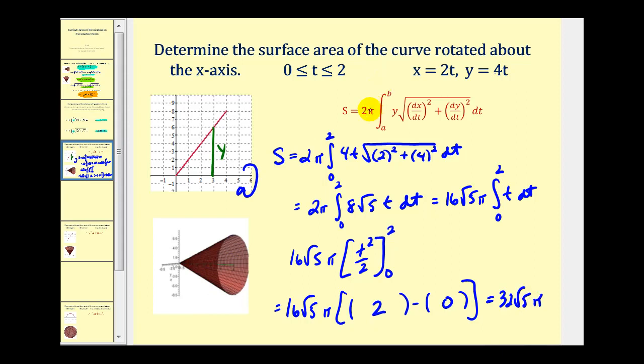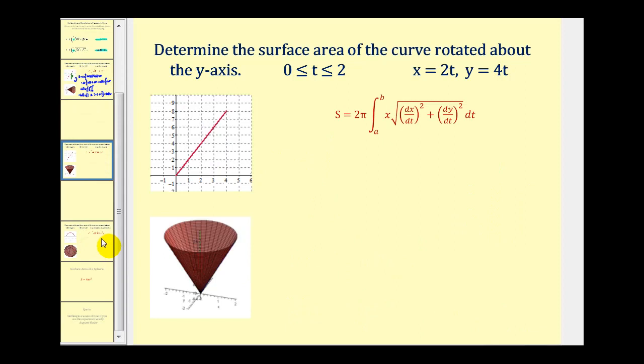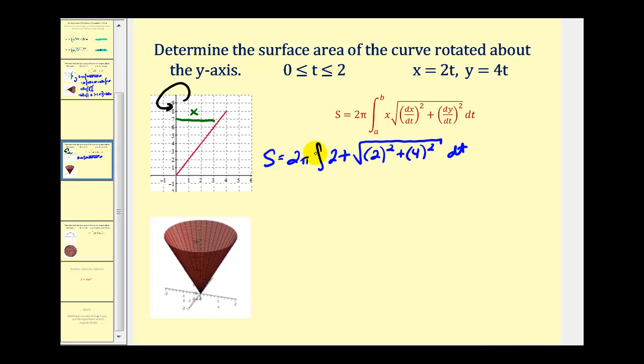Let's go and take a look at the same problem, but now rotated about the y-axis. So it's the same curve, the same interval, but now rotated about the y-axis. So now the distance from the axis of rotation to the curve is equal to x, as we see here in the formula. Let's go ahead and see if this affects the surface area. Well, x is equal to 2t. Of course, dx/dt and dy/dt are the same. And the interval is still from 0 to 2.